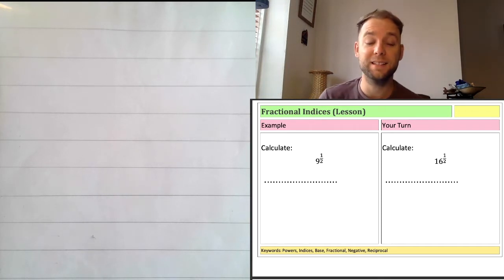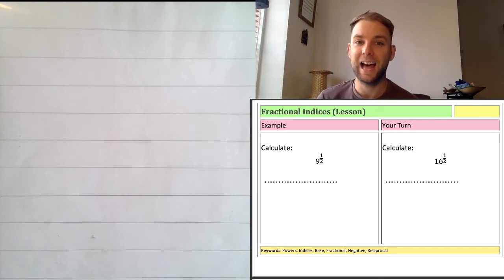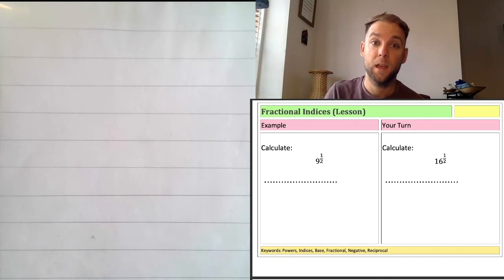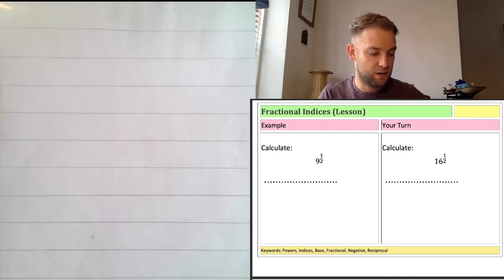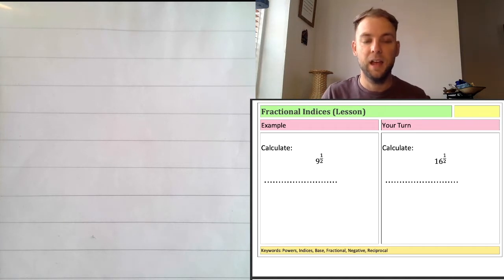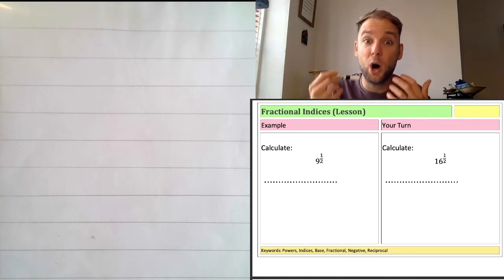Before we get started on this one, you need to have a really good understanding of what your square numbers are and what your cube numbers are, and maybe even to the power of 4 and 5, so your quartic and to the power of 5. This is probably one of the hardest indices lessons, and the only reason it's hard is because of these numbers and actually knowing what these numbers are.